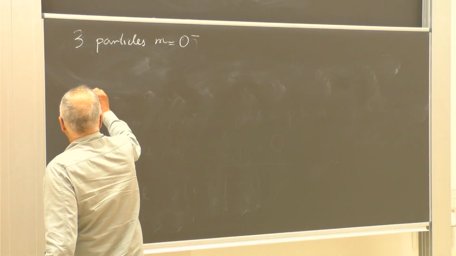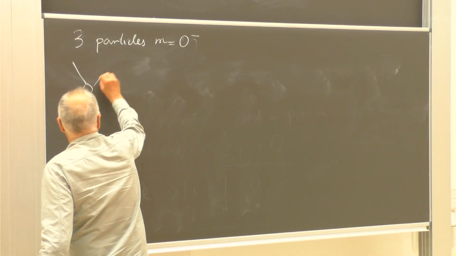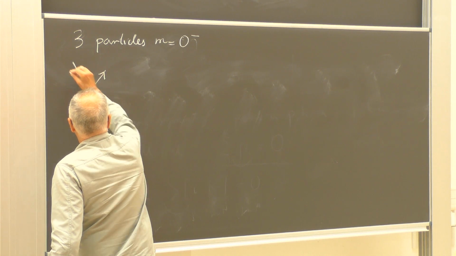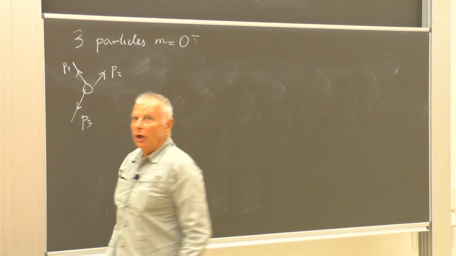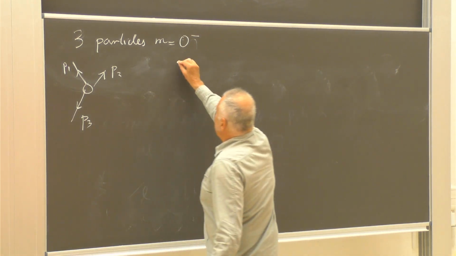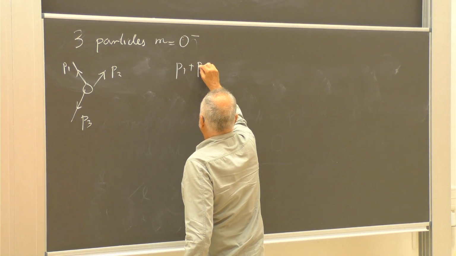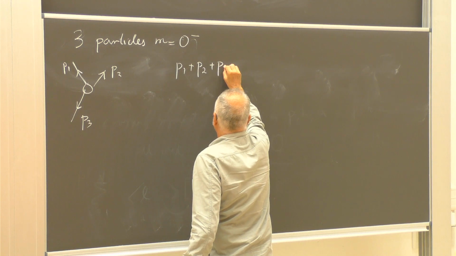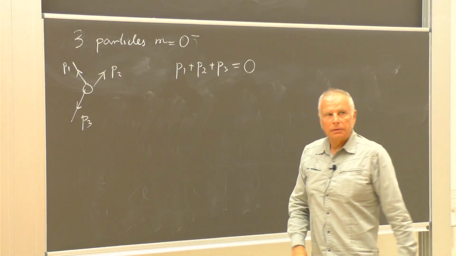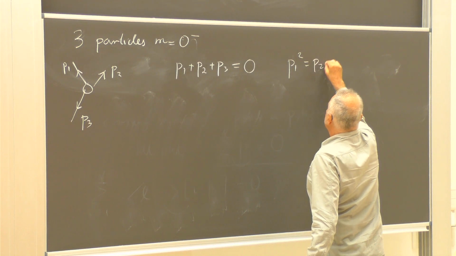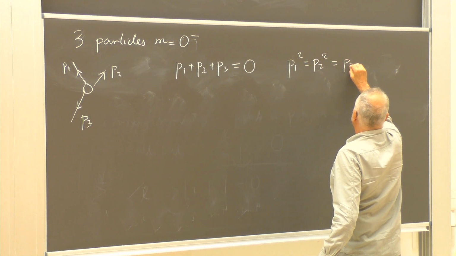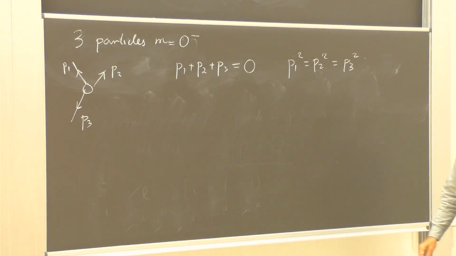We have all of them outgoing, yes. P1, P2, and P3. Okay. We have the following constraints, with the constraint of momentum conservation. Yes. Okay. And then we have them on shell. And then there is an addition.